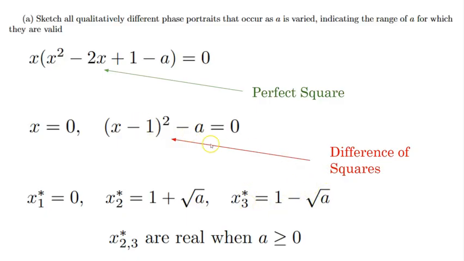This is just difference of squares, right? Imagine this is the first part of the difference of squares, and this is the second part, the a. I'm not sure if you can see this, but x minus 1 is the first part of your difference of squares, and a is just the constant part. Okay, so that's how we arrived at x2 and x3. So x2 and x3 are real when a is greater than or equal to 0.